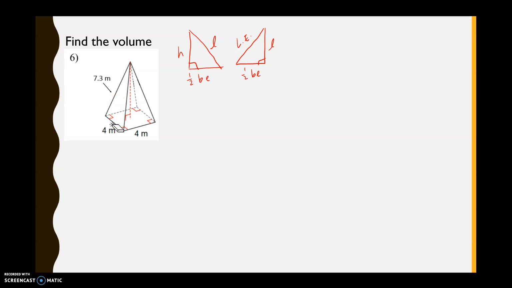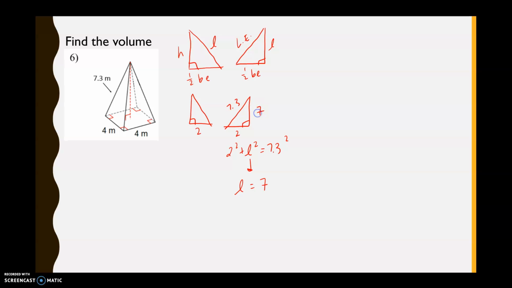All right, so now that I have that, let's fill in the information that I know. I know that my lateral edge is going to be 7.3. So if I redraw these two triangles, my lateral edge is 7.3, and I know half of my base edge, so half of 4 is going to be 2 and 2. That's what I know. I need to figure out what my height is. Before I can do that, I have to figure out my slant height. So using the Pythagorean theorem, I'm going to get 2 squared plus my slant height squared is equal to 7.3 squared. And once I solve this, I get that my slant height is equal to 7.